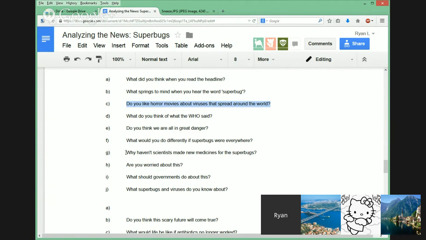Now, would you like to choose a question for one of the other students? Yes, Asma, why haven't scientists made new medicines for the superbugs?